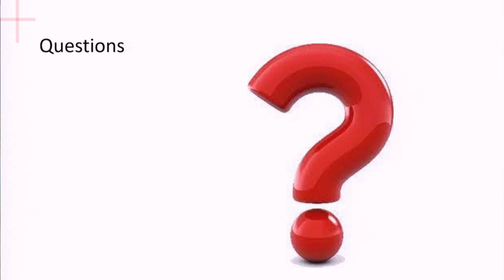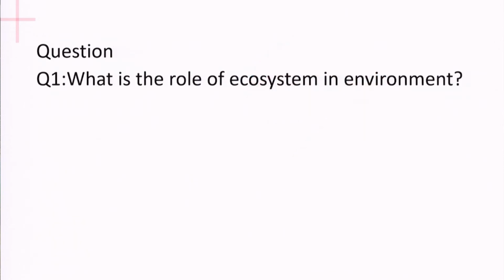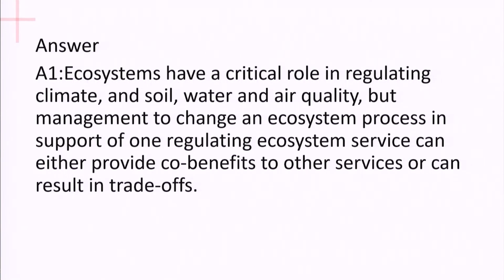Now let us see a few questions and answers. Question 1. What is the role of ecosystem in the environment? Ecosystems have a very critical role in regulating the climate and soil, water and air quality. But management to change an ecosystem process in support of one regulating ecosystem service can either provide co-benefits to other services or can result in trade-offs.